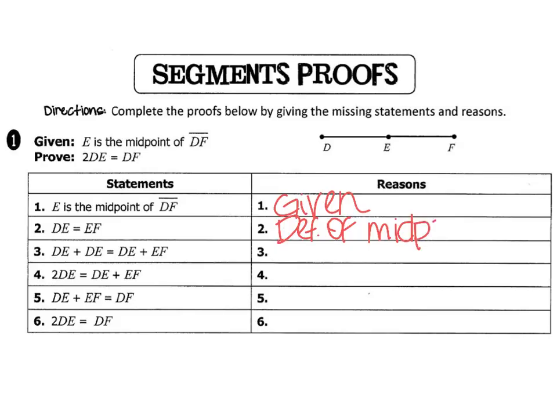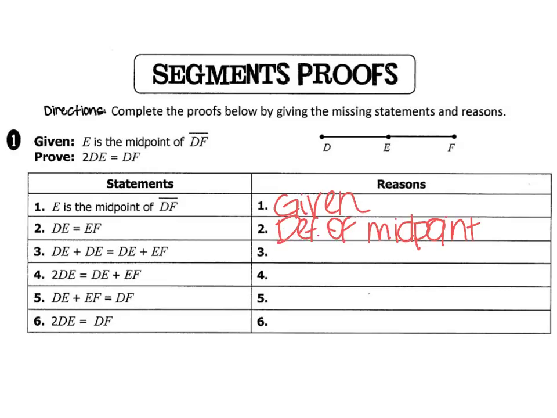That is our reason for statement number 2. So anytime we make a statement, we have to give a reason that justifies it or supports it, okay? So if we say that the measure of DE is equal to the measure of EF, we have to support that with, because that's the definition of a midpoint.